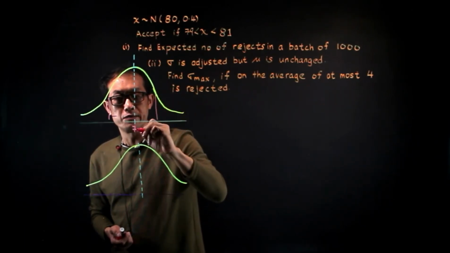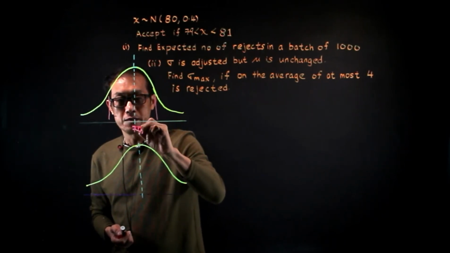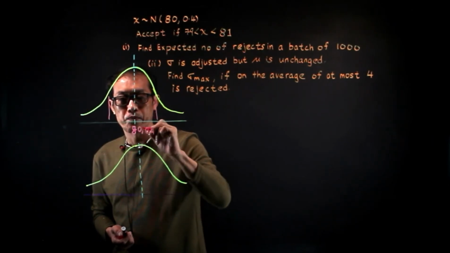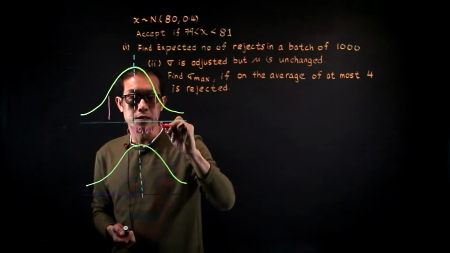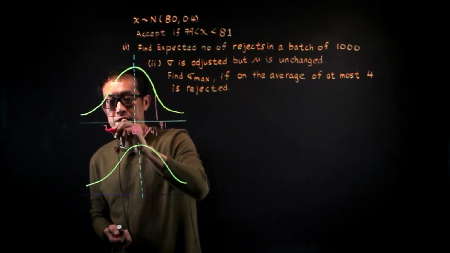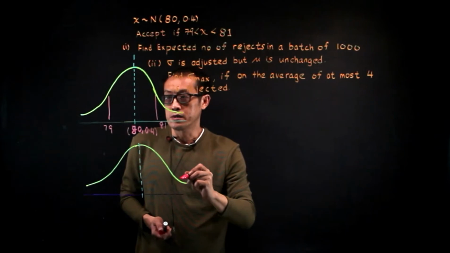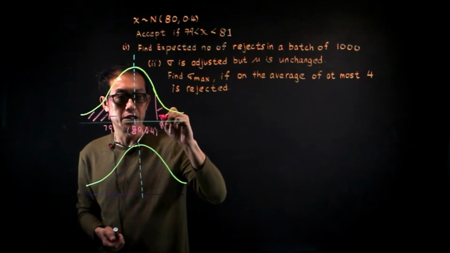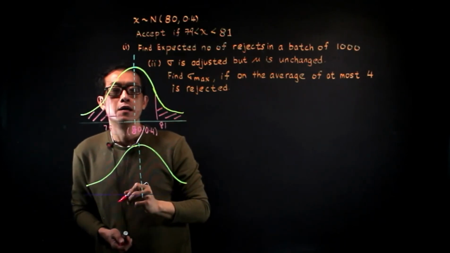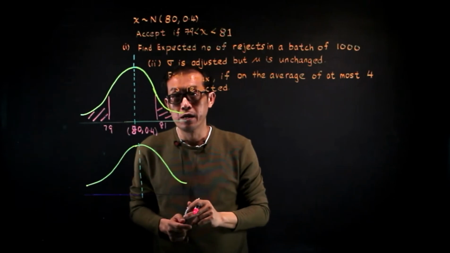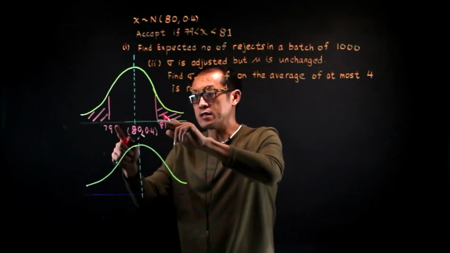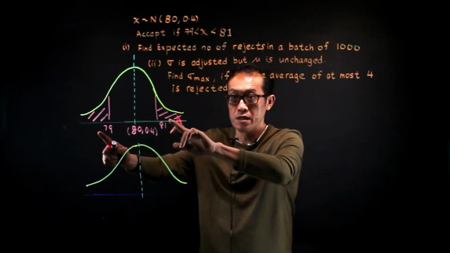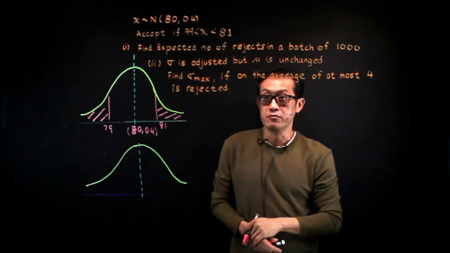Say this is the mean 80 and a variance of 0.4. So this is 81 and this is 79. Now the probability that it is being rejected is represented by this shaded area in pink. So how to find this probability? We can do it by finding the region that is not shaded, and 1 minus that region will give us the probability of the shaded region.